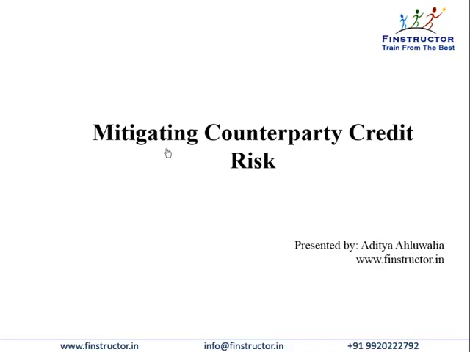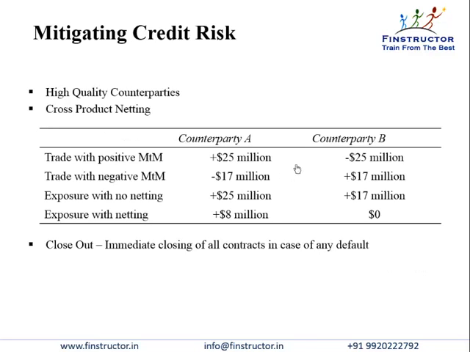So we'll now look at the various ways of mitigating counterparty credit risk. Now, the easiest and the best thing to do is to not give the loan, or in other words, deal only with high quality counterparties. If you've already entered agreements, then the following methods can be used to reduce or mitigate your credit risk. So you can opt for cross-product netting.